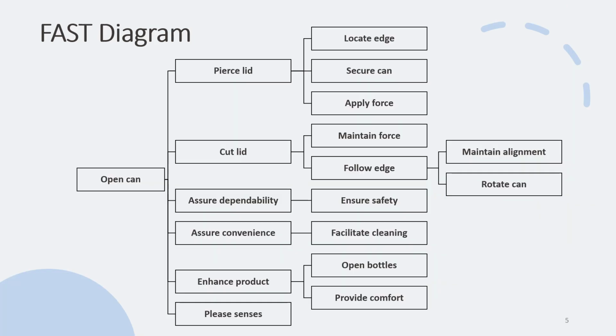This slide shows the FAST diagram for this product. The FAST diagram identifies the important product functions and how they are realized by other subfunctions. The task function is open can. The task function is broken down into the primary basic functions pierce lid and cut lid, and the primary supporting functions assure dependability, assure convenience, enhance product, and please senses. These primary functions are further broken down into basic functions and supporting functions.